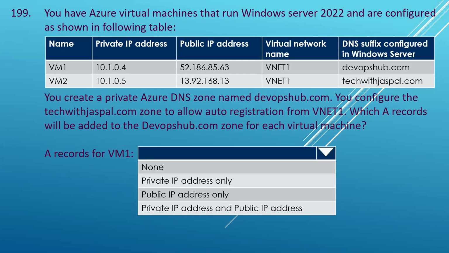Now, devopshub.com is a private DNS zone which has been linked to VNet1 with auto registration. Therefore, every VM which resides in VNet1 will have a record in devopshub.com, which means a record for VM1 will be private IP address only. Now, the next part is a record for VM2. And due to the very same reason, the correct answer here would also be private IP address only.